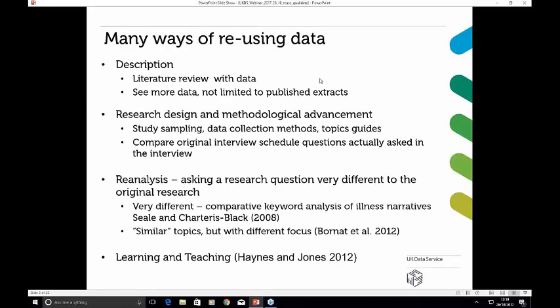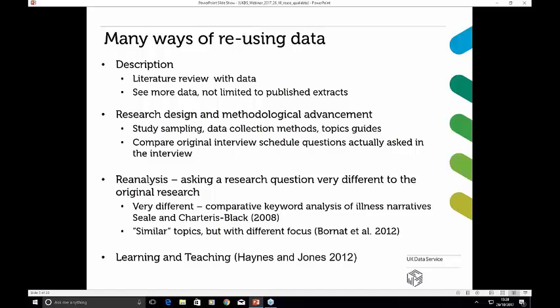Another way to reuse data is to consider analyzing the methods used and look at lessons that might be gleaned about the most effective ways of, for example, sampling or certain data collection methods, or even developing a topic guide or an interview schedule. One thing that's especially valuable is to look at how an interview was laid out before the interview was conducted. That is, what sorts of questions did interviewers think they were going to ask, and then actually look at how that interview went.